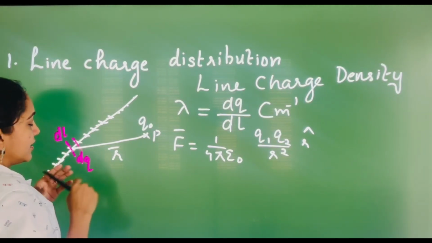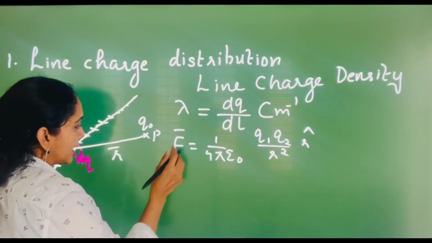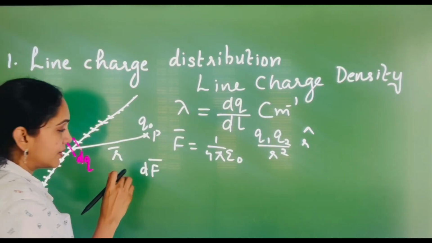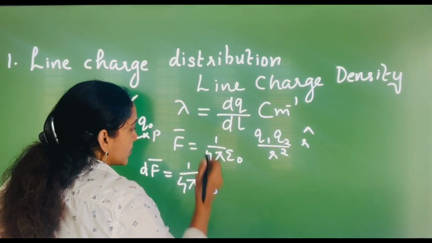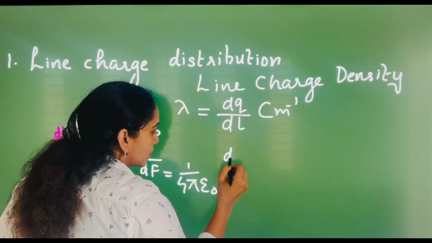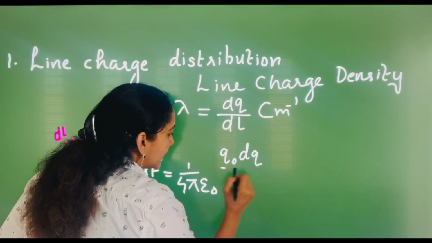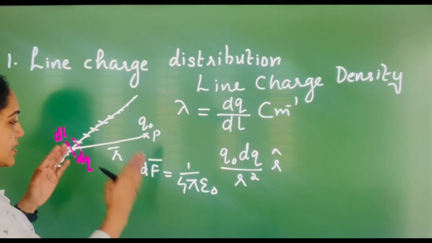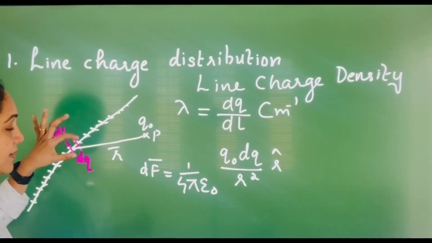Since this is the force due to a small length element, I am going to write it as dF, which is equal to 1 divided by 4 pi epsilon 0, Q0 dQ divided by r square, unit vector r. So this is the force at this point P due to this small length element.